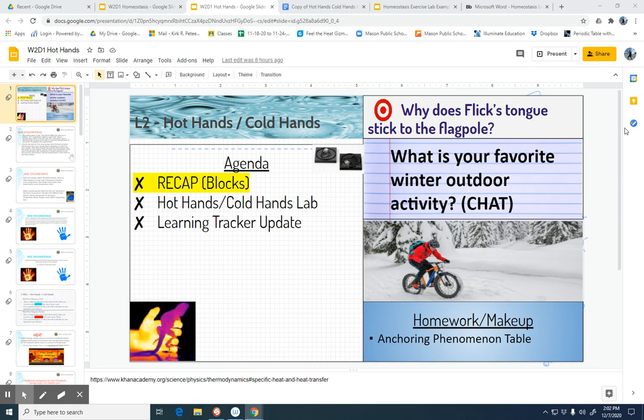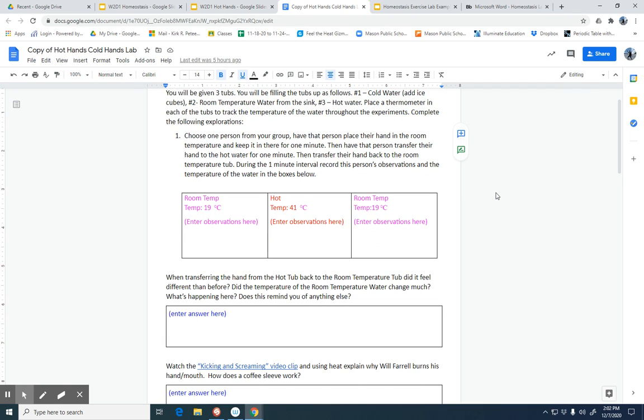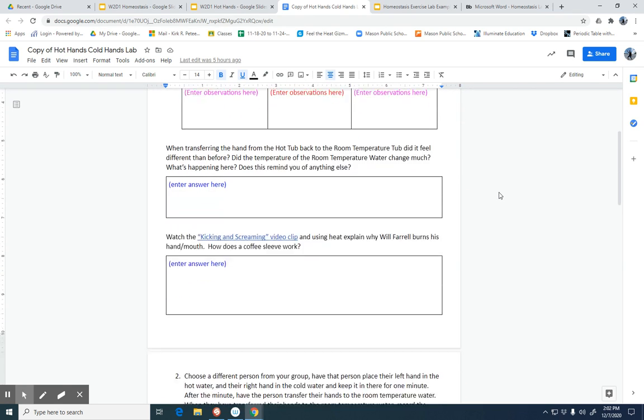We moved our hands between these different temperatures of water, and then we took observations and recorded those. The lab looks something like this. We recorded our initial temperatures for all three types of water. And then again, we followed the procedure that's listed here. This lab is located in Google Classroom for today.